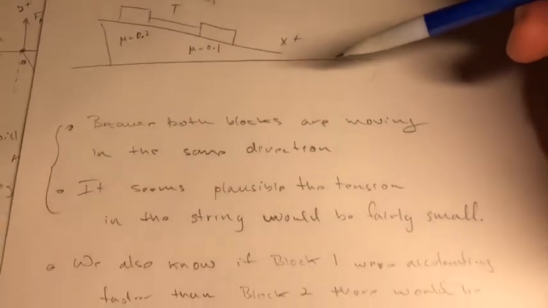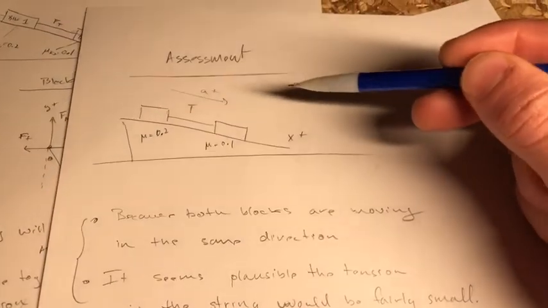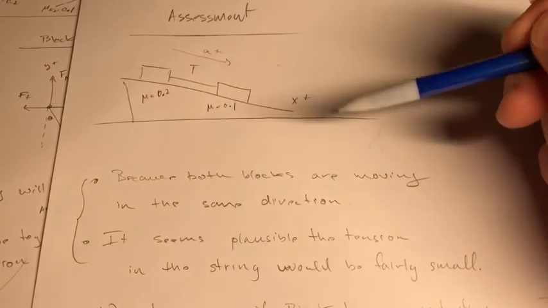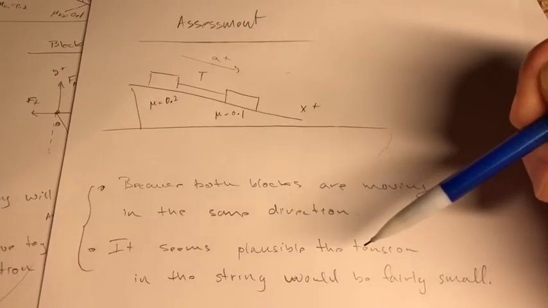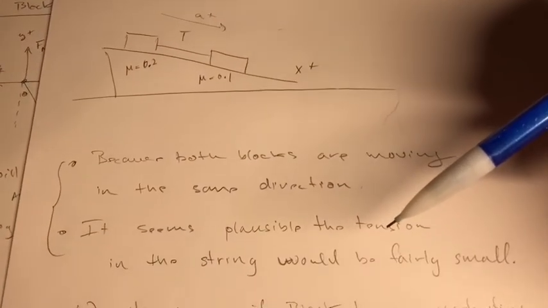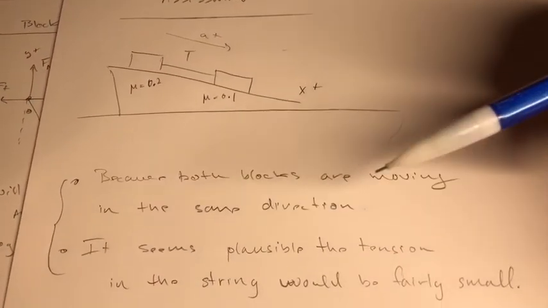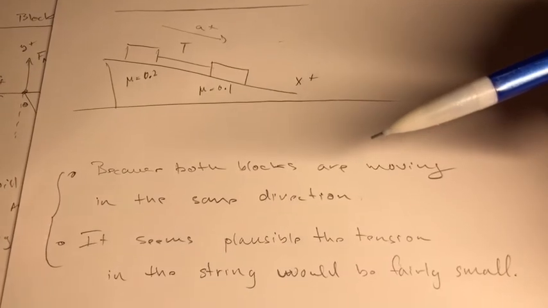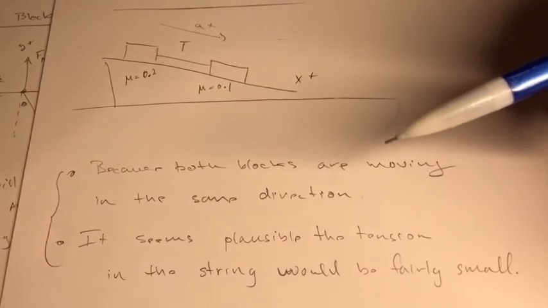And because both blocks are moving in the positive direction, it seems plausible that this tension in the string would be fairly small, since block 1 is only slightly pulling against block 2.